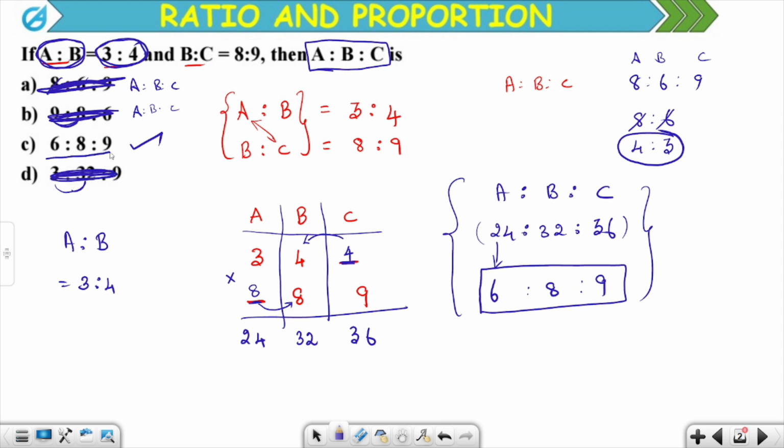So what is the only option? The only option pending is 6 is to 8 is to 9. Okay, clear? Now we'll go for the next one.